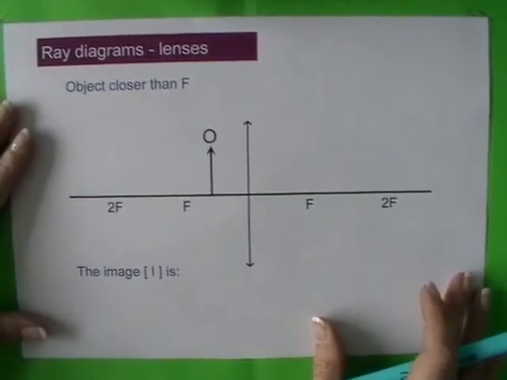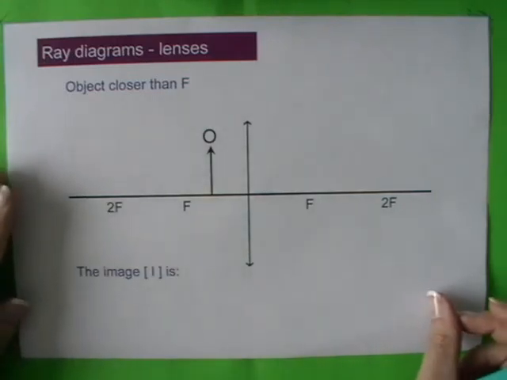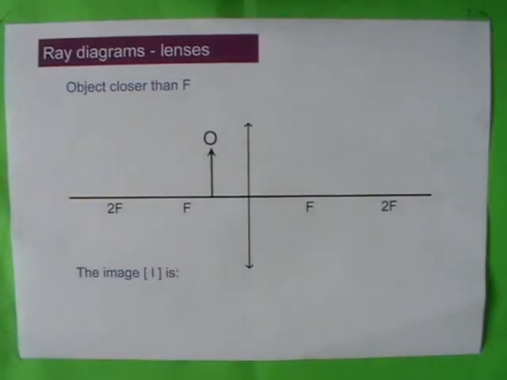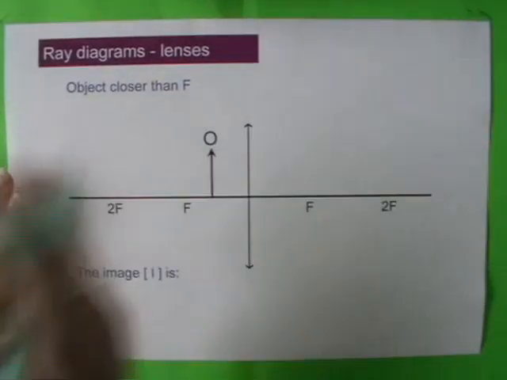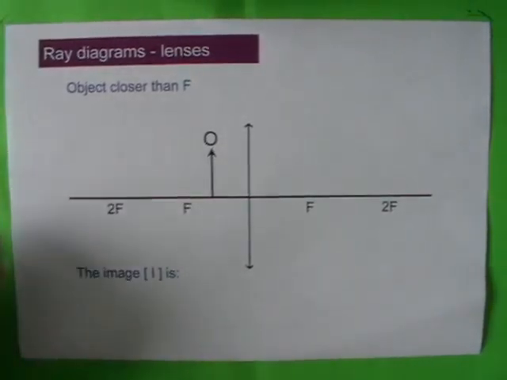Now this application, where we have the object closer to the lens than f, is typical of the question that you would expect to see in the exam, because it's the exception in that in this case we get a virtual image which is located on the same side of the lens as the object.